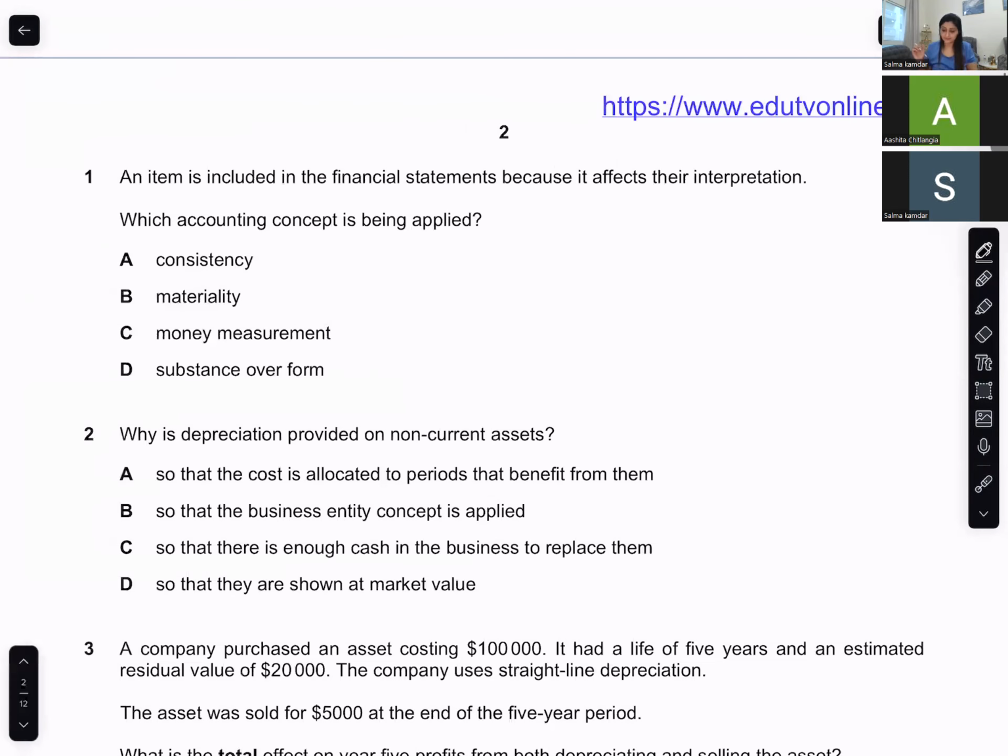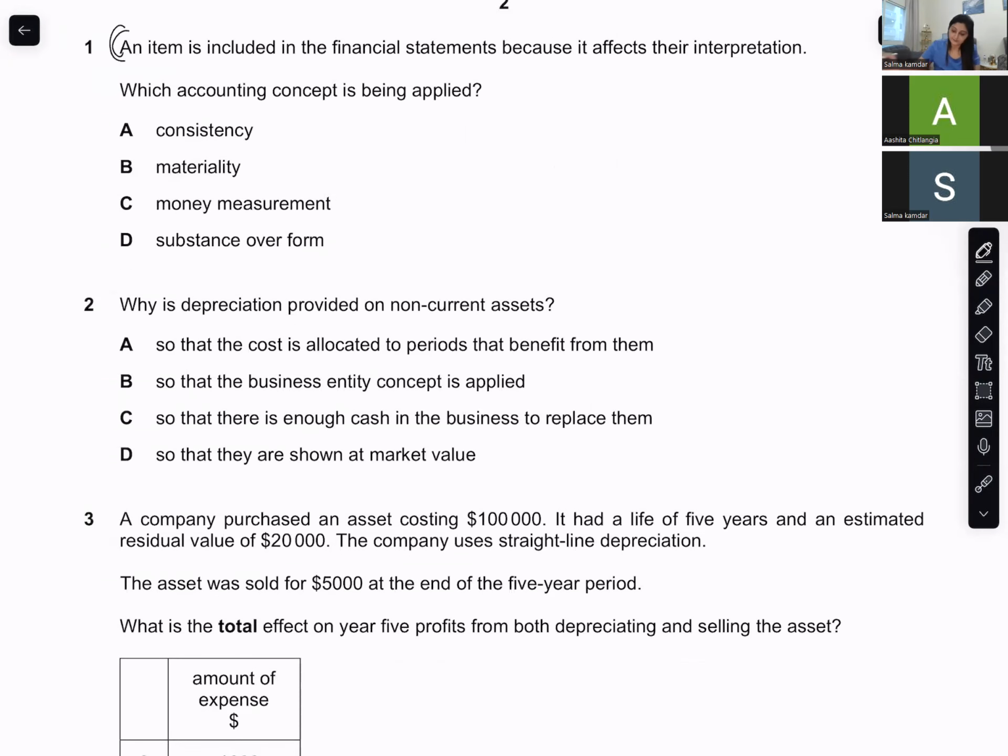Read the first question. An item included in the financial statement because it affects the interpretation, which accounting concept is being applied? That means you put something in the financial statements because not putting it would affect the understanding of the financial statement, would affect the true and fair view. Okay, so money measurement. Money measurement tells what? That anything related to money has to be put in.